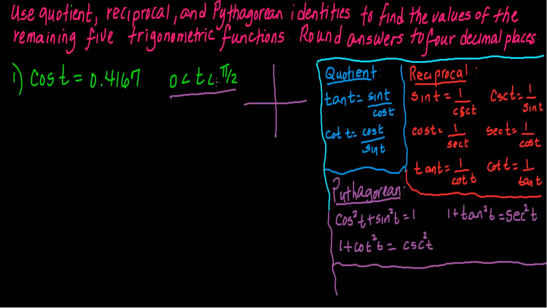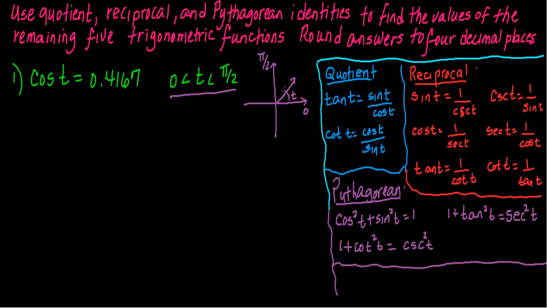It says t has to be less than pi halves but greater than 0. Here is 0 and here is pi halves. So that means t is somewhere in between 0 and pi halves. That means t is in the first quadrant. Somewhere in here is t. Why is this important? Because if I'm in the first quadrant, then all of my trig functions that I find in this first quadrant are positive.